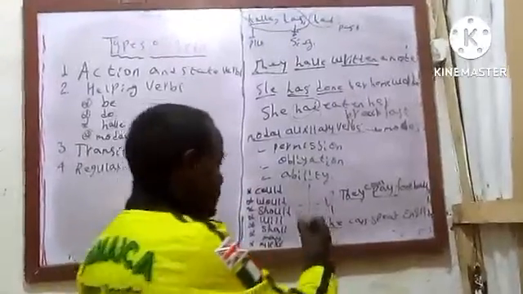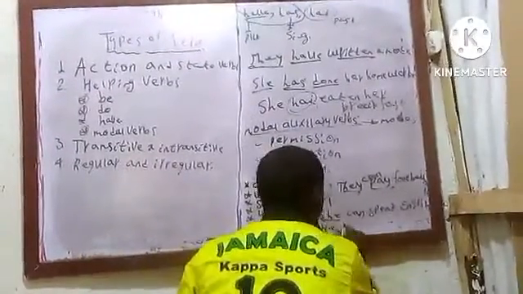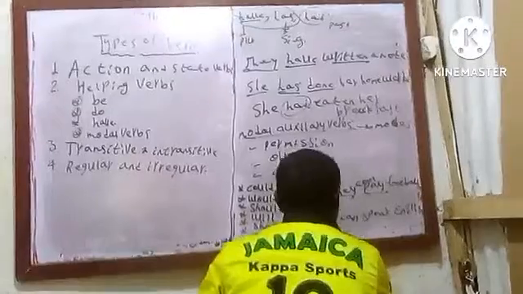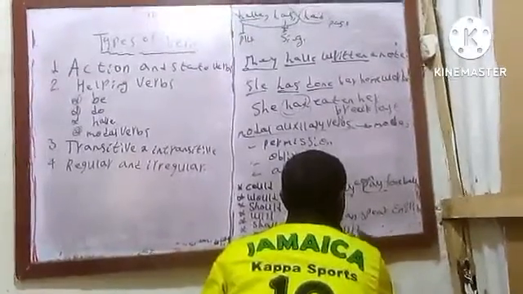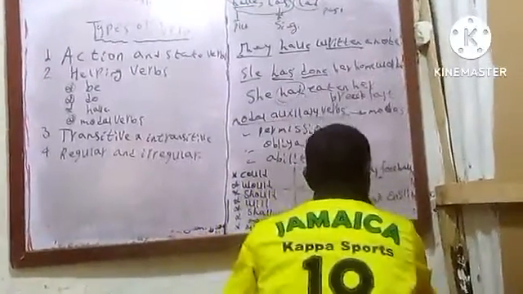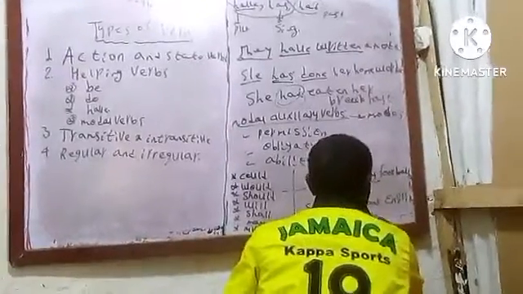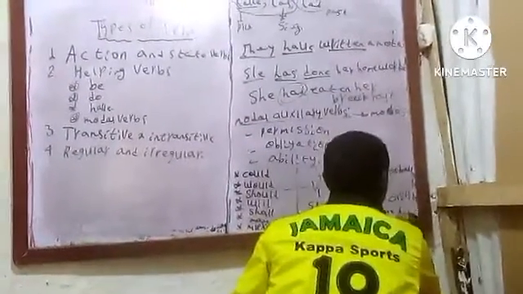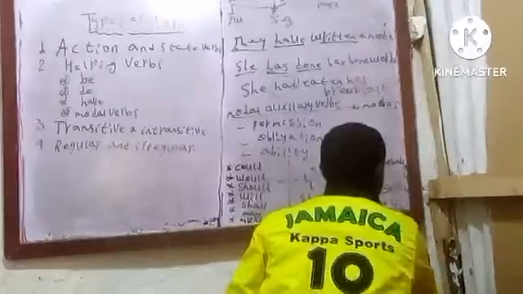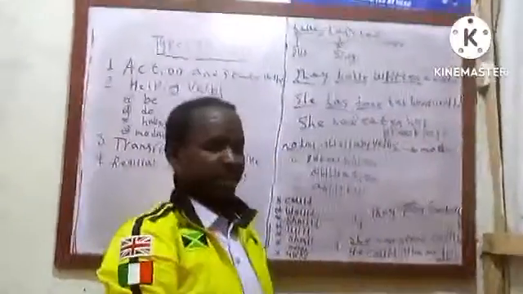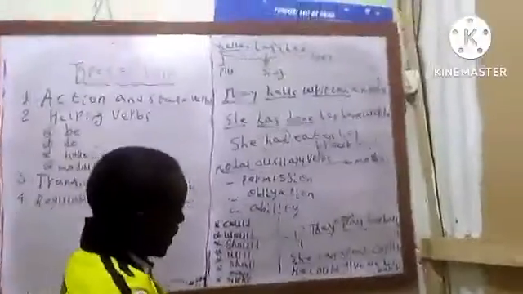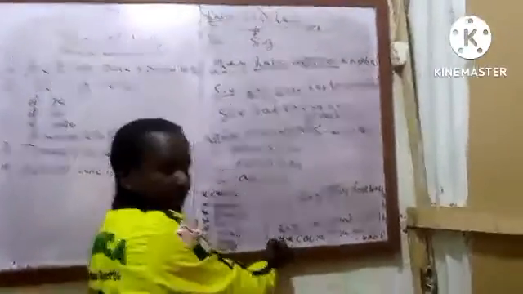Another example: he could give me his book, right? He could give me his book. Here, when we look, he is singular in this case.